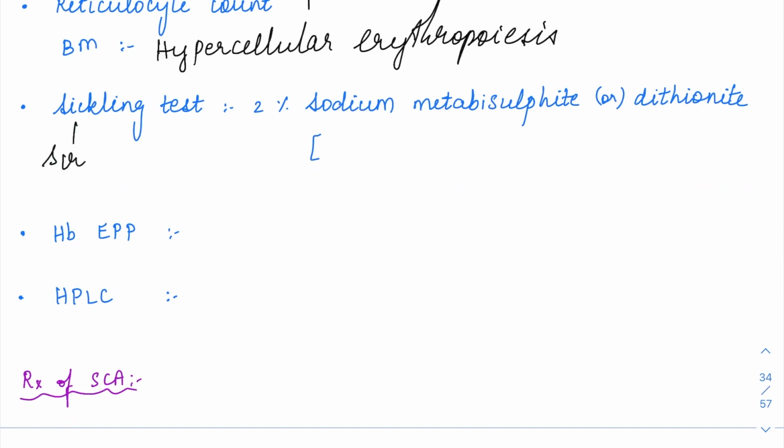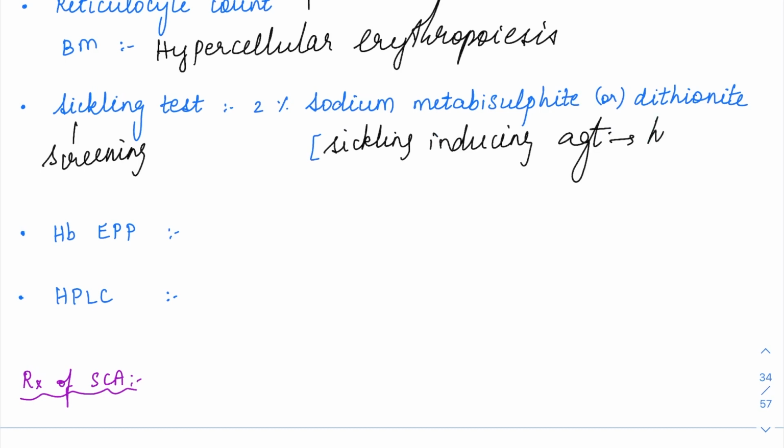There is another screening test for sickle cell anemia, and that is called a sickling test. You can use 2% sodium metabisulfite or sodium dithionite. This is actually a sickling-inducing agent. These substances are going to induce hypoxia. Suppose there is a sickle cell trait and it is not manifesting, or the sickle cell anemia patients are not having any crisis now. In that case, they may not show sickle cells in the peripheral smear examination.